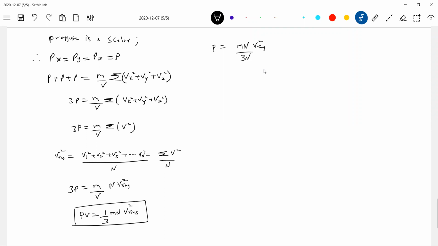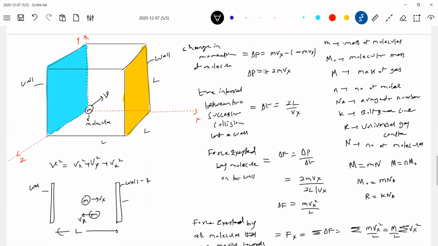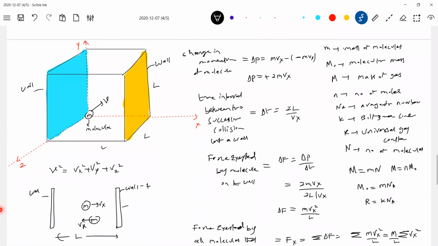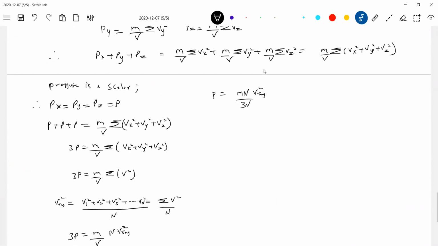Now, what is mn? Shall we go for further expansion? What is mn? We had a formula. Can you remember? Small m into n will become the mass of the gas. Shall I write capital M?